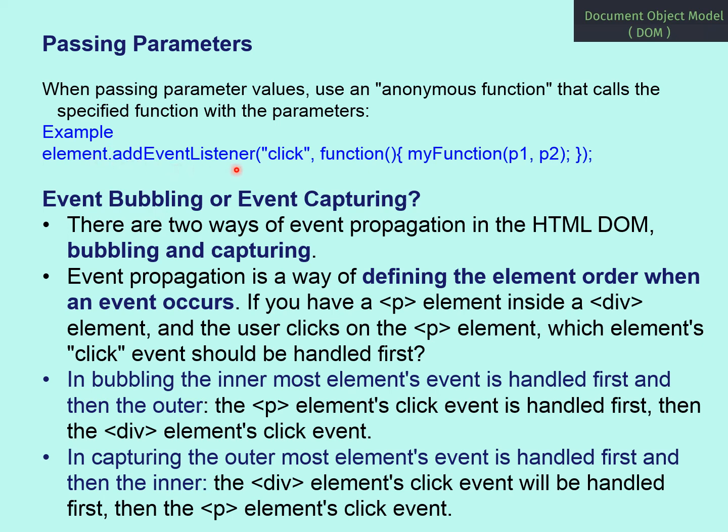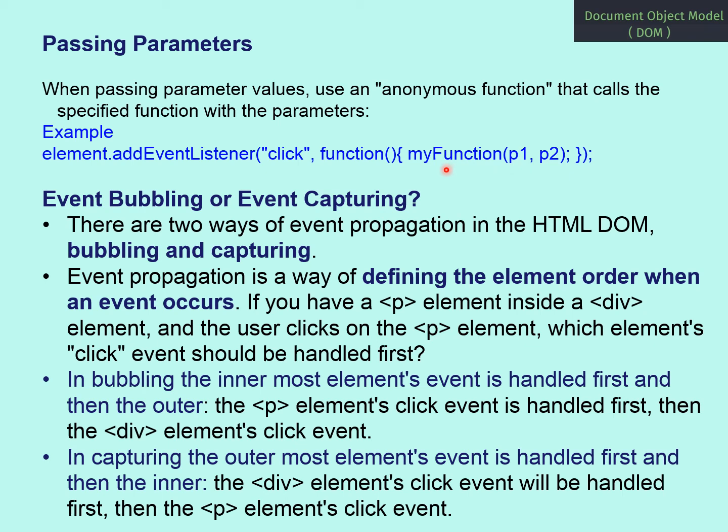element.addEventListener, click, function myFunction of p1 comma p2. Here we are adding an event listener to the HTML component element, and the function that we are going to define is on the click event. This particular function will work. Actually this function does not have any function name, but inside the anonymous function we specified a call to myFunction with parameters p1 and p2.